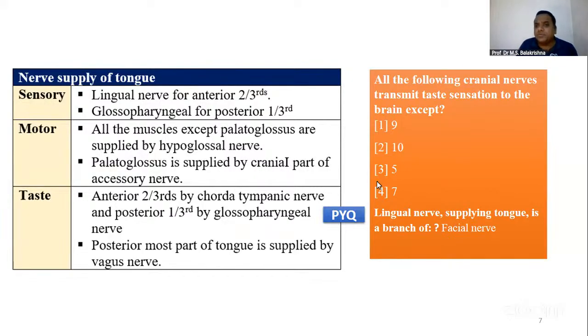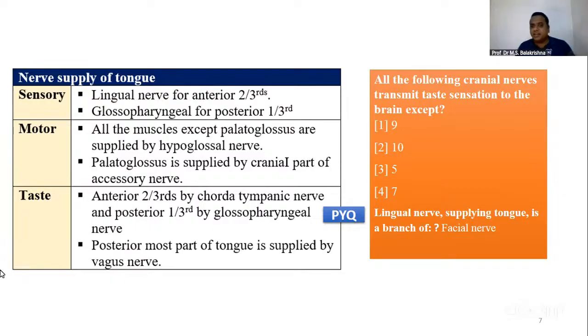So some PYQs. All of the following cranial nerves transmit taste sensations to the brain except. So it's just derived from this chart only. So ninth nerve, glossopharyngeal. 10th is your vagus. 5th is trigeminal. And then 7th. This is your taste sensations except they are asking. Right. So which of them is the exception?